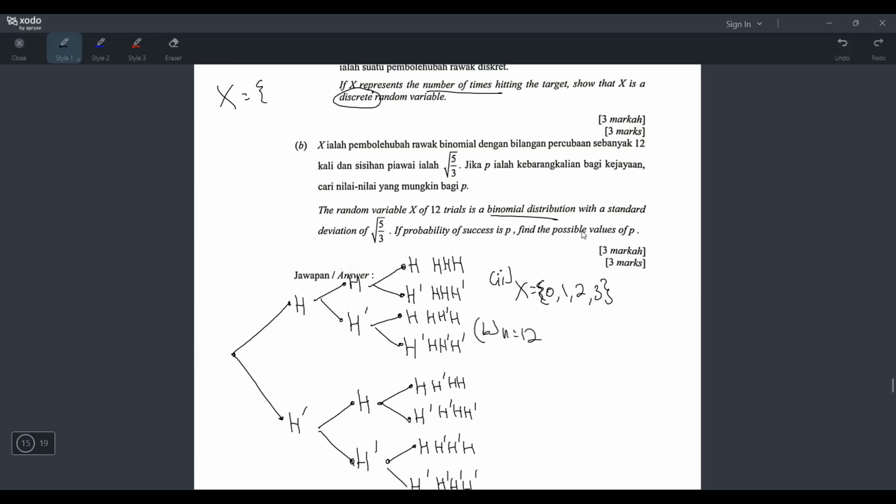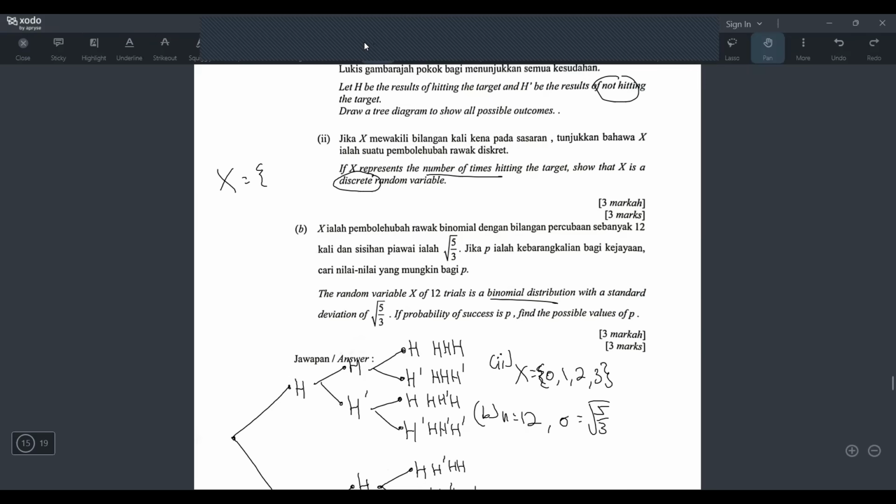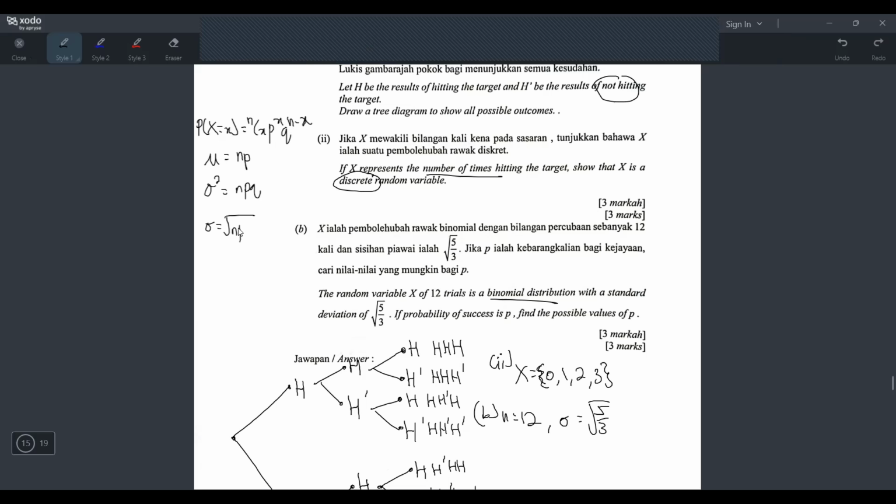12 is the n, and then the standard deviation is square root 5 over 3. If the probability of success is p, find the possible values of p. Let's write down all the formulas for binomial distribution. The first formula is to find probability: nCx, p power x, q power n minus x. The second is the mean formula, which is np, and then the variance formula is npq, and the standard deviation is square root npq.